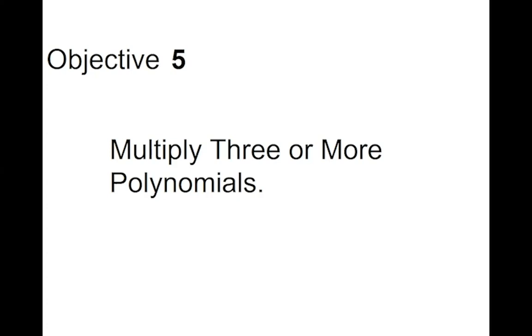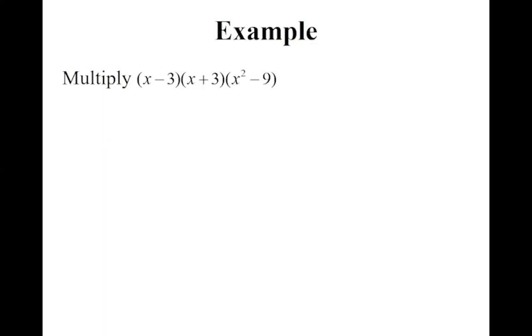The fifth objective in this topic is multiply 3 or more polynomials. So if we have x minus 3 times x plus 3 times x squared minus 9, we have to multiply 2 of them together, get an answer, and then multiply that answer by the third. Just like if we were multiplying 3 numbers together, we would multiply 2 together and multiply by the third. Same with polynomials.